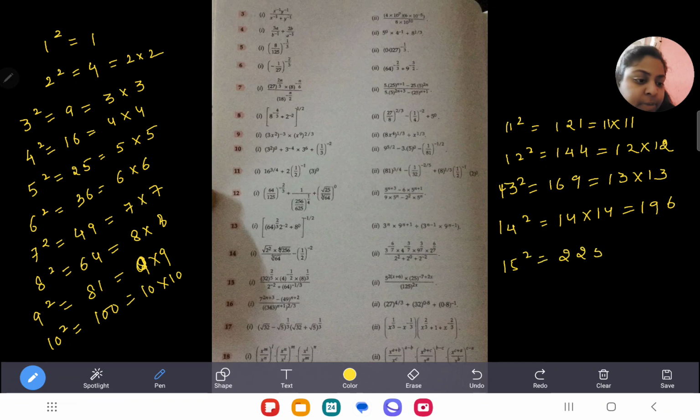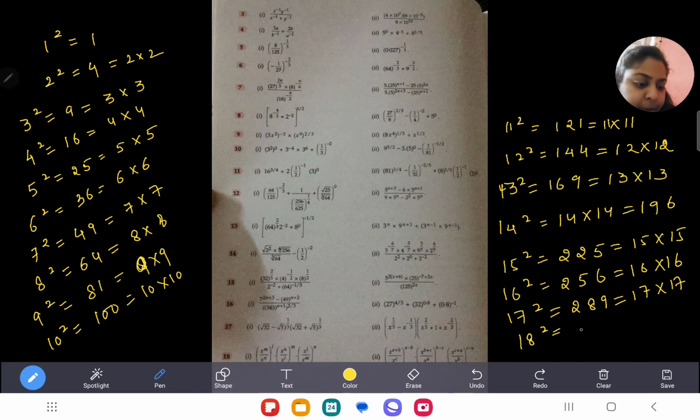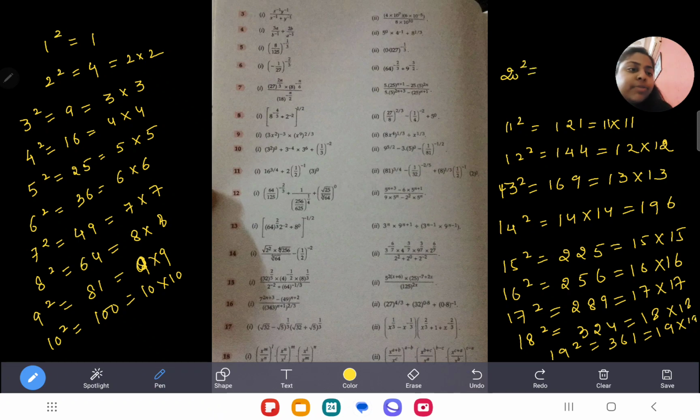15 square shall be 225. That shall be 15 times 15. 16 square shall be 256. That is nothing but 16 times 16. 17 square shall be 289. That shall be 17 times 17. 18 square shall be 324. That is 18 times 18. And 19 square shall be 361. That shall be 19 times 19. And 20 square, of course, you know, is 400. That is 20 times 20.